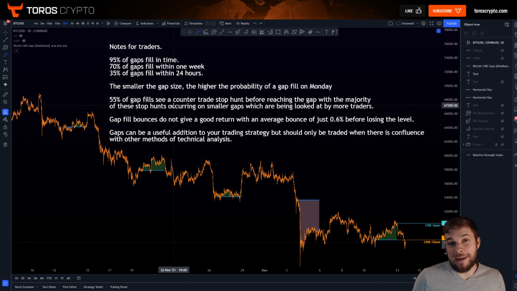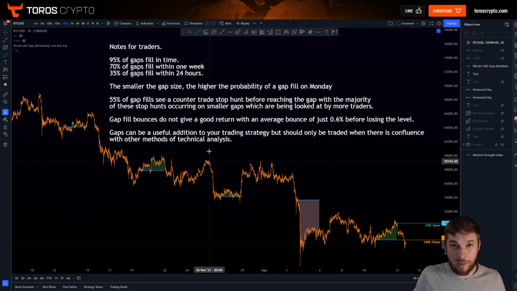So my basic takeaway from this is that gaps can be a useful addition to your trading strategy, but should only be traded when there is confluence with other methods of technical analysis. So be aware of what else is going on. Use your general market structure, take a look at your order flow, and just be aware of those. Okay, so hopefully that video was useful.